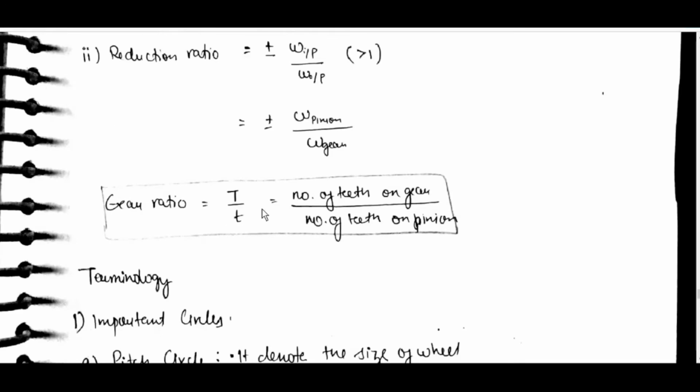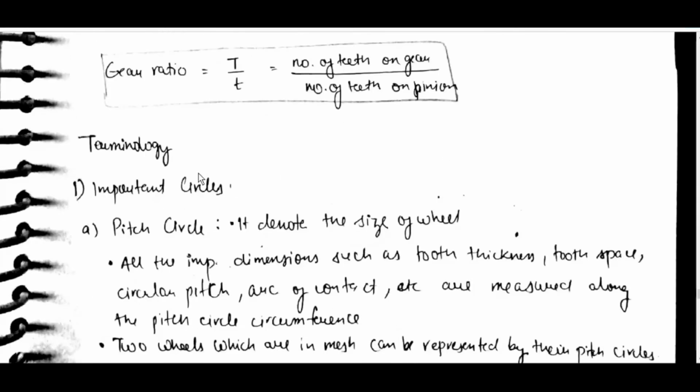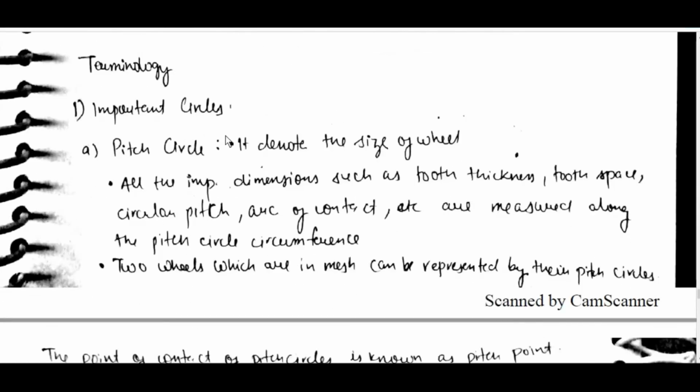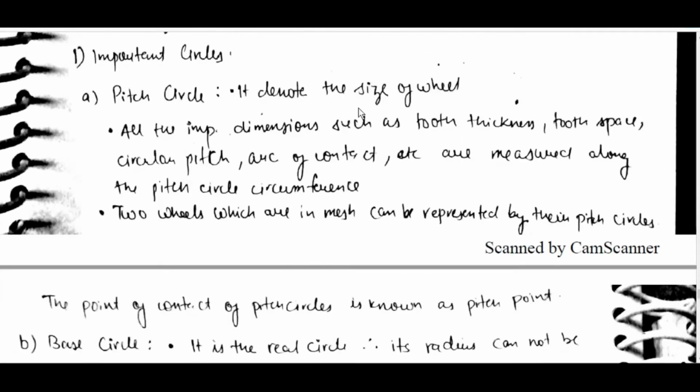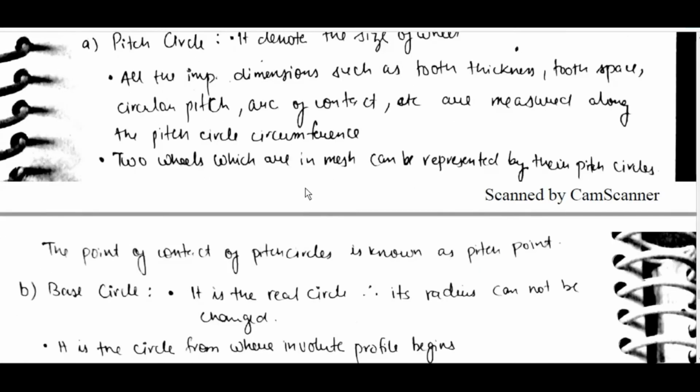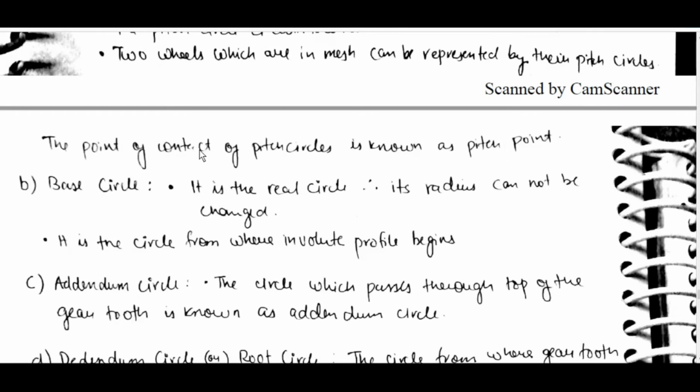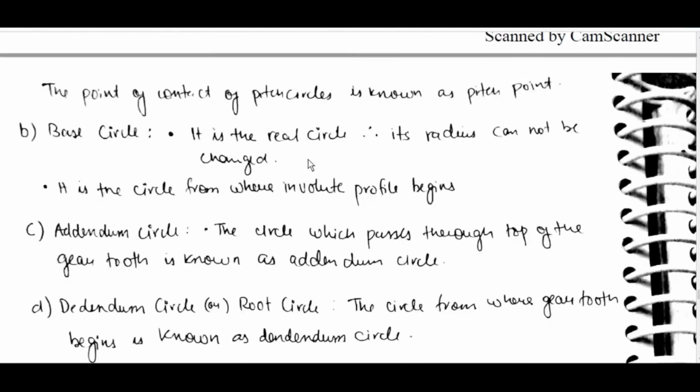Gear ratio is equal to capital T by small t, which is the number of teeth on the gear by the number of teeth on the pinion. Terminology for important circles. Pitch circle: it denotes the size of the wheel. All the important dimensions such as tooth thickness, tooth space, circular pitch, arc of contact, etc. are measured along the pitch circle circumference. Two wheels in mesh can be represented by their pitch circles. The point of contact of pitch circles is known as the pitch point.